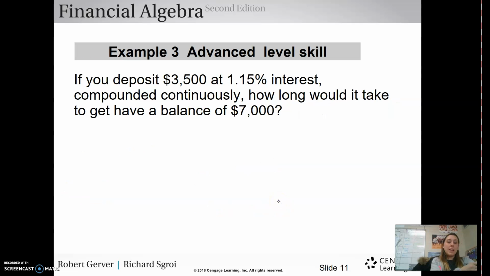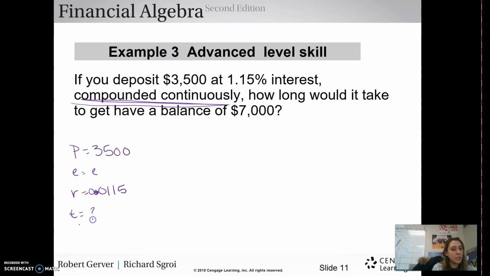All right, so this one we're going to work a little differently. We're going to solve for time, because this is saying how long. I'm going to be using the compounded continuous formula to figure out how long it would take to get the balance. So if you deposit, my P is 3,500, and my e is still going to be e, and my rate is going to be 0.0115, and my time is a question mark, but I know what my ending balance is. It's going to be $7,000.